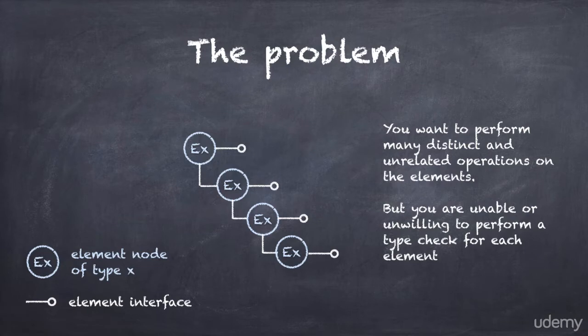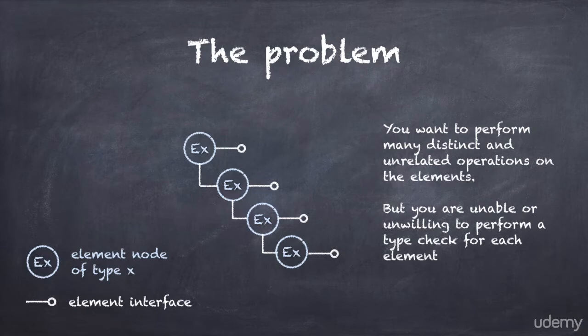You could do this with the iterator pattern. Use a for each statement to access the nodes sequentially. Check the type of each node and then perform the correct operation corresponding to the node type. But the key issue here is that you are unable, or maybe unwilling, to perform the type check. Perhaps because you want to avoid the extra performance overhead of a type check. So, how would you do this?